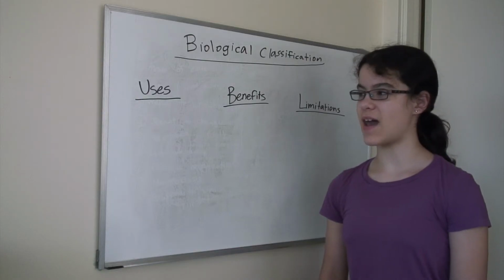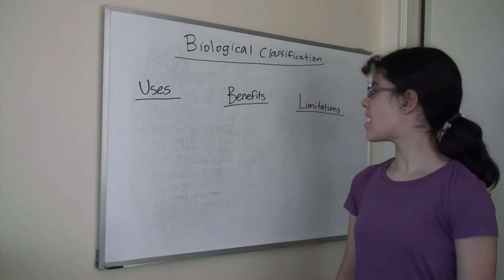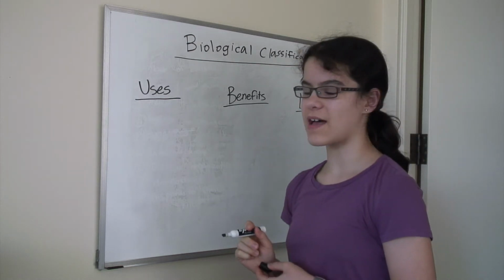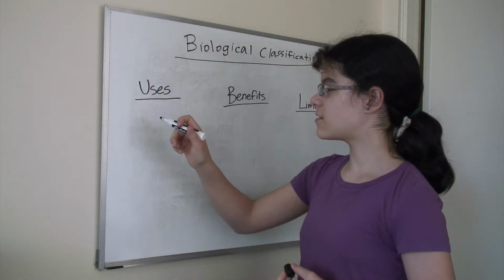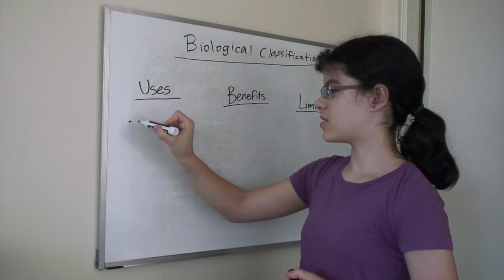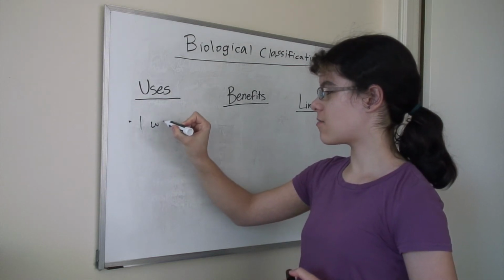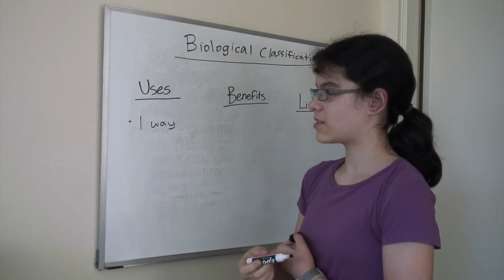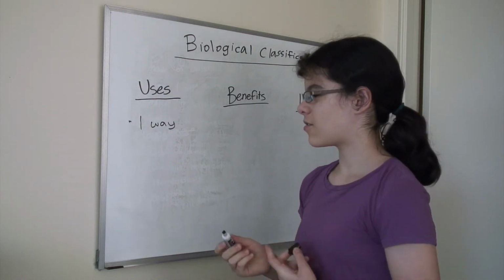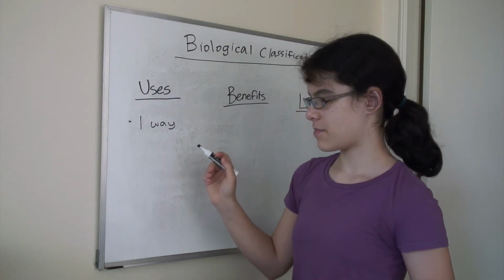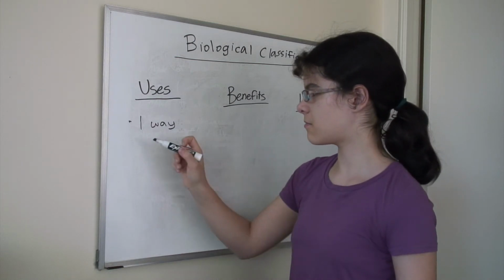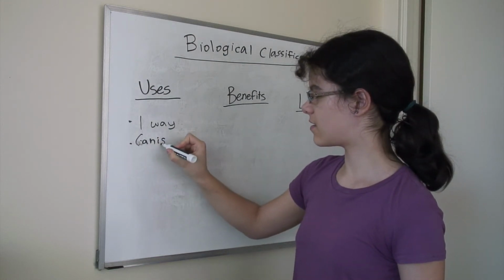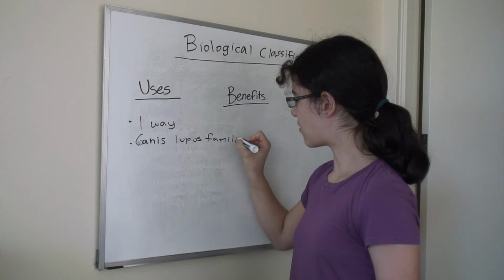Biological classification has its uses, benefits, and limitations. I'm going to list some of them. The uses for biological classification is there are lots of languages spoken in the world, and there needs to be one way of knowing what organism they're talking about. For example, dog, there are lots of languages for it, like dog, barrel, shin. There needs to be one way that everybody knows of. Canis lupus familiaris.